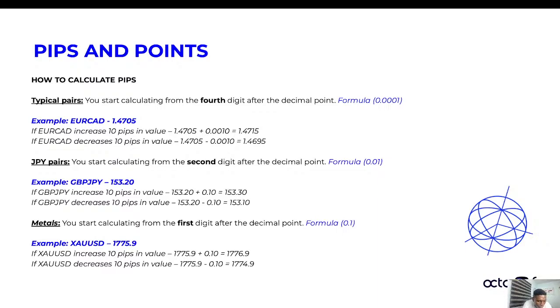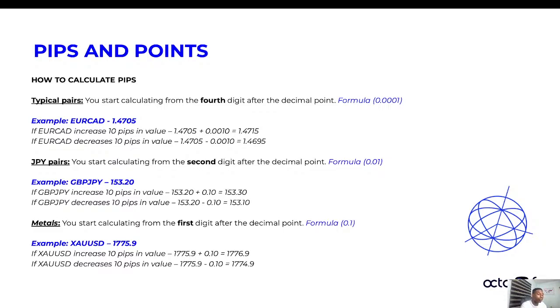Okay, Joshua said at the fourth point. Perfect, that's excellent. At the fourth point, we start counting. So from here, that's where the value starts counting. So if we have 1.4705, the pip value starts counting from this fourth point, from 5. So if we are adding 10 to this, that would be 5, 6, 7, 8, 9, 10. Then the value comes here, then that's 15. So if you're adding 10 to this, that would be 1.4715.